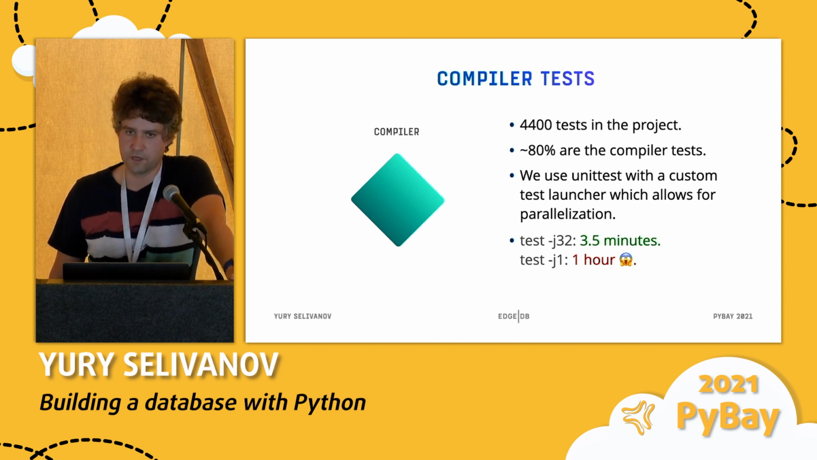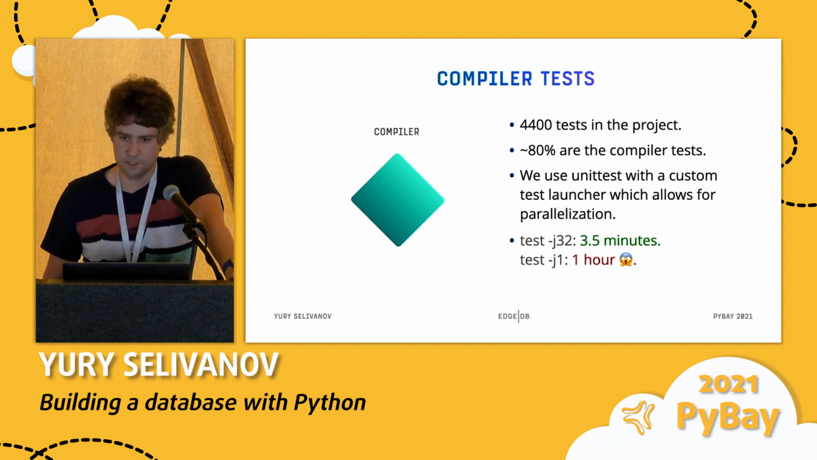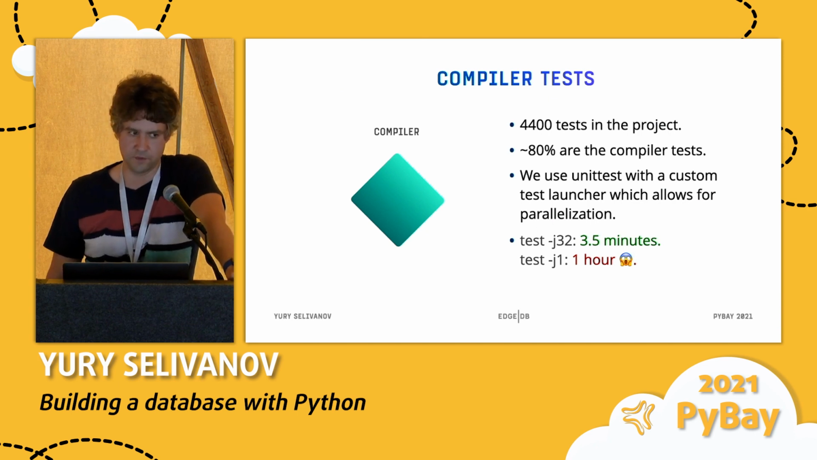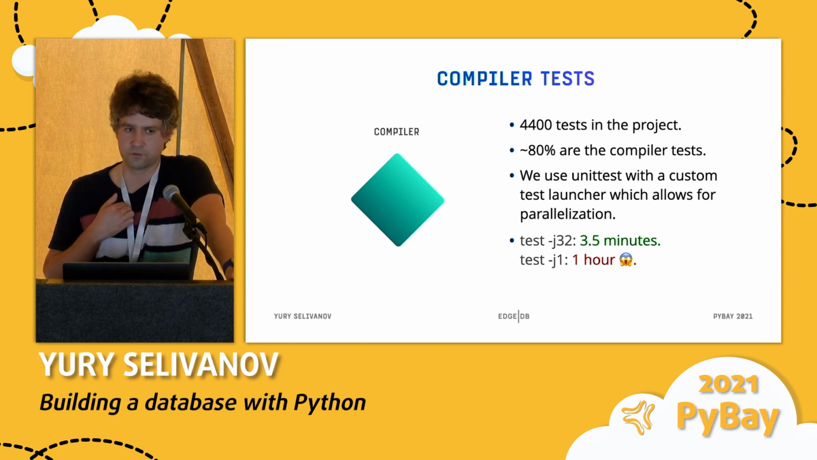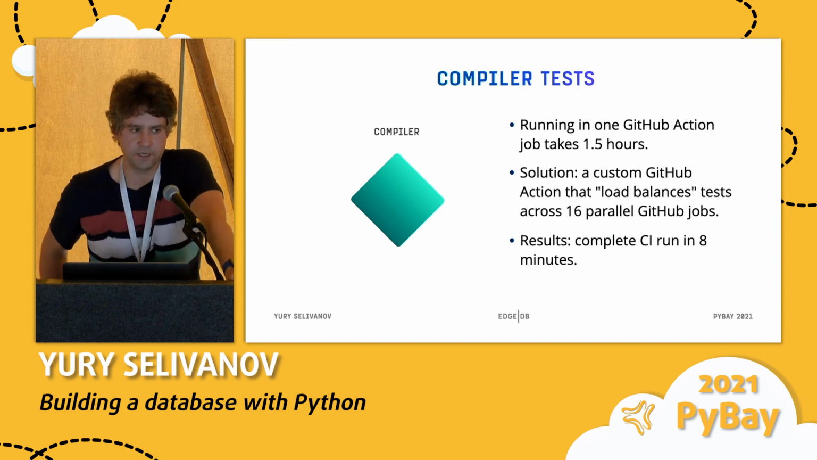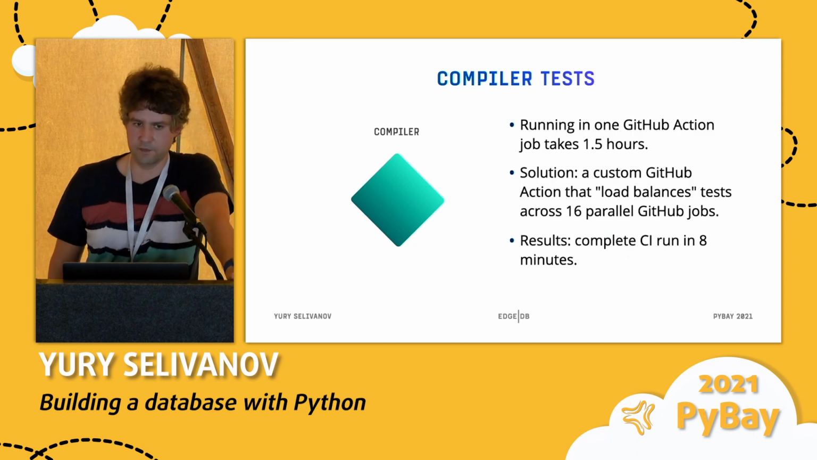So if we just run tests sequentially, it takes about an hour. But if you have one of those fancy Threadripper machines, running tests with -j32 brings it down to 3.5 minutes. Which is amazing. So this is another recommendation I can give. If your project has lots of unit tests and you cannot otherwise speed them up, try to make them run concurrently.